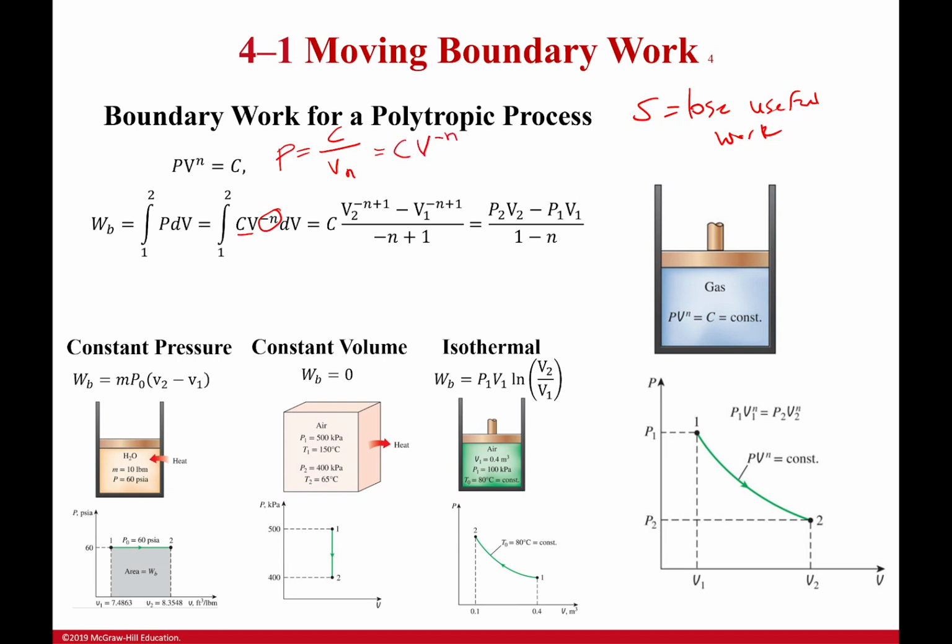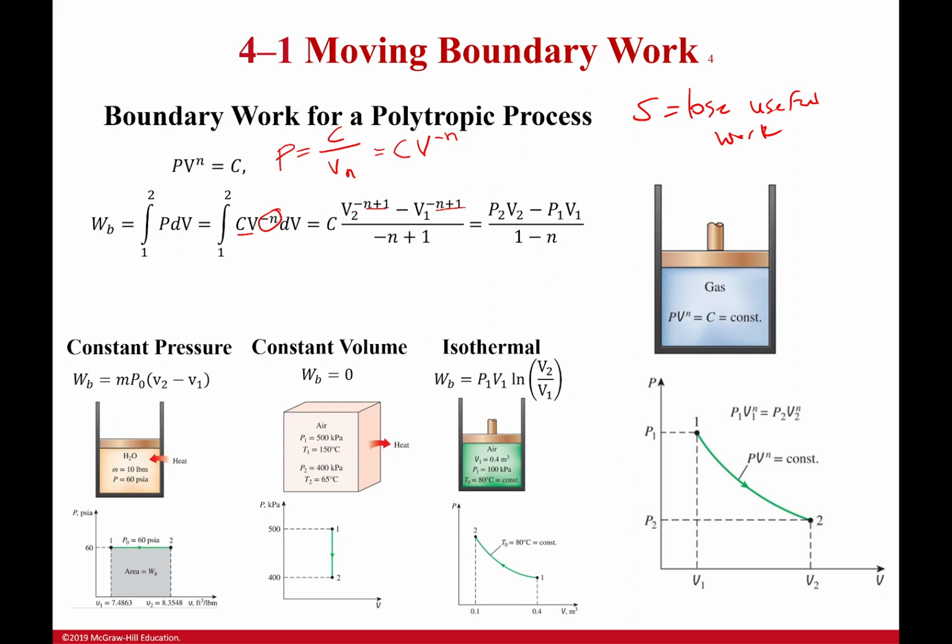Okay, then when I integrate that, I get all of this. Notice the change in exponents. We try to simplify it a little bit, and it comes into being this equation right here. So my final pressure times volume minus my initial pressure times volume, all over 1 minus n. N being your constant, and n cannot be 1. If it is, everything goes absolutely bonkers.